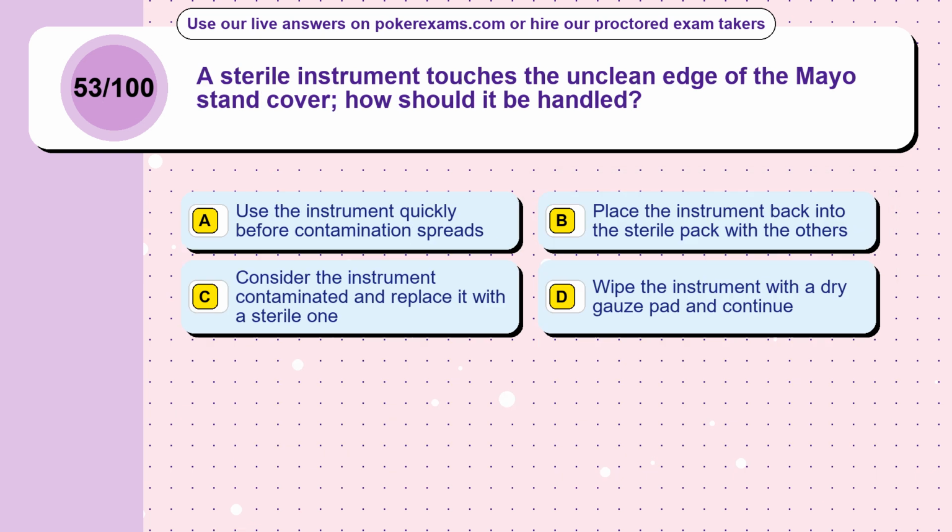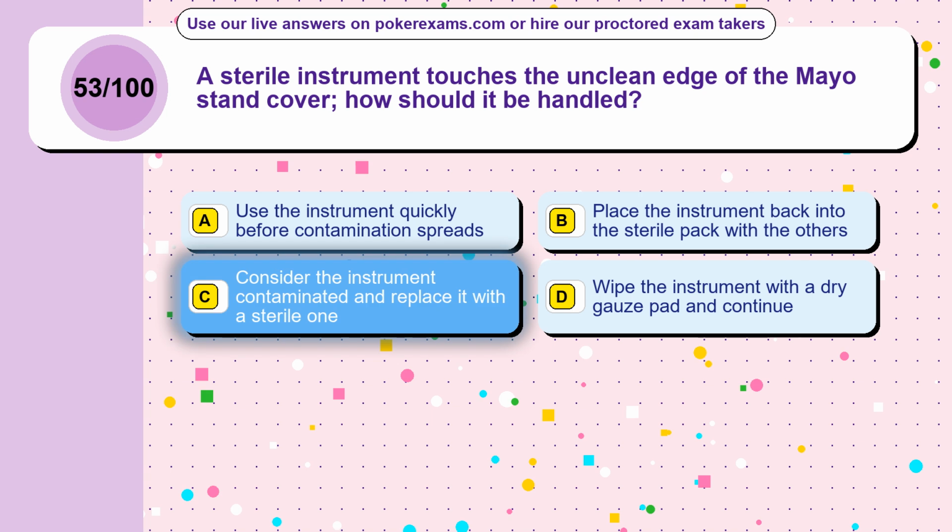Question 53. A sterile instrument touches the unclean edge of the Mayo stand cover. How should it be handled? Option A. Use the instrument quickly before contamination spreads. Option B. Place the instrument back into the sterile pack with the others. Option C. Consider the instrument contaminated and replace it with a sterile one. Option D. Wipe the instrument with a dry gauze pad and continue.